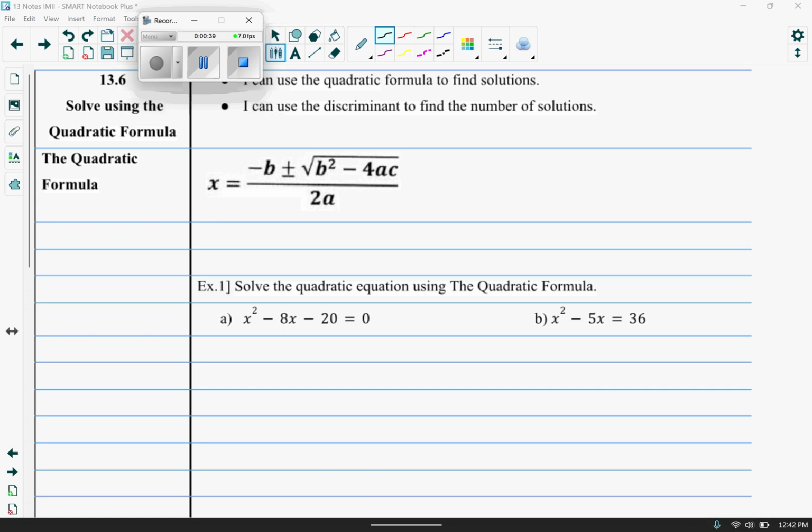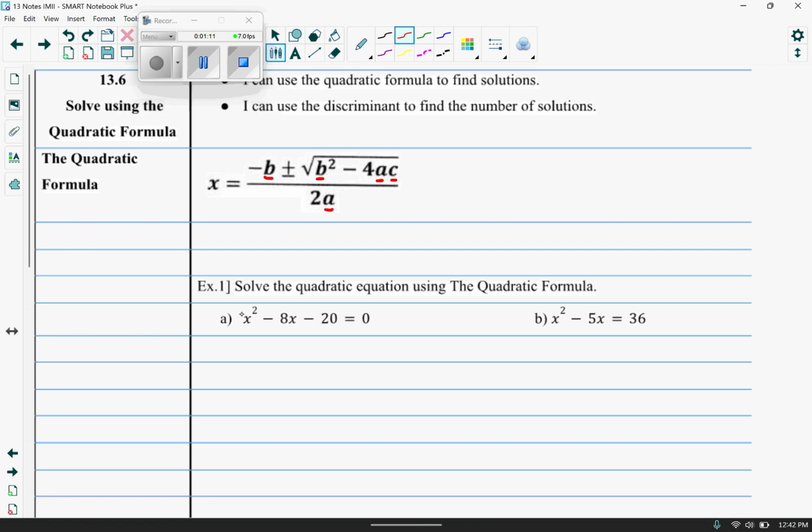So to begin with, this is the formula. It does have to be in standard form. You will memorize this. The way to say this is x equals negative b, or opposite of b, plus or minus the square root of b squared minus 4ac, all over 2a. So for the items such as this b, this b, this a, and this c, and this a, you have to plug in values.